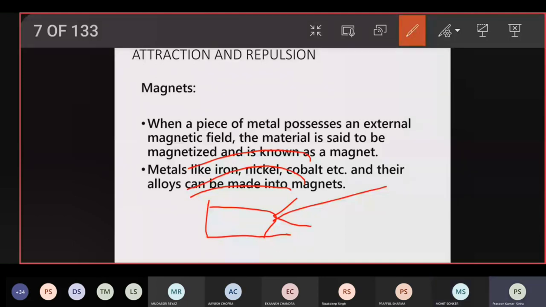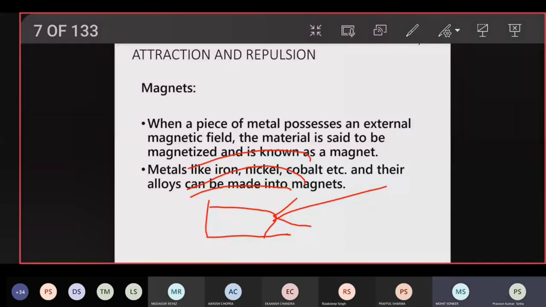Okay, sir. Bachcha wala explanation na? Yes, sir. Bas magnet ka definition hai.